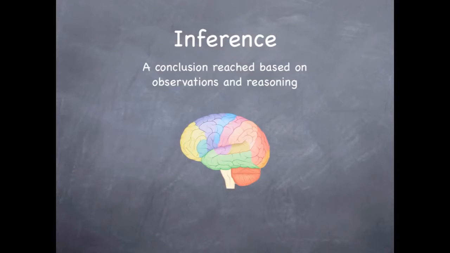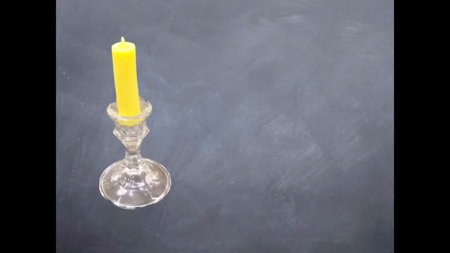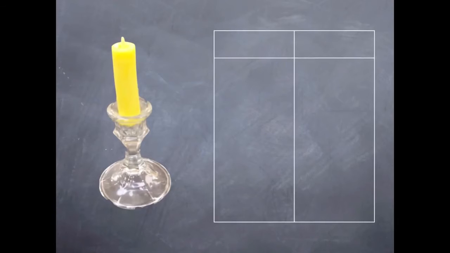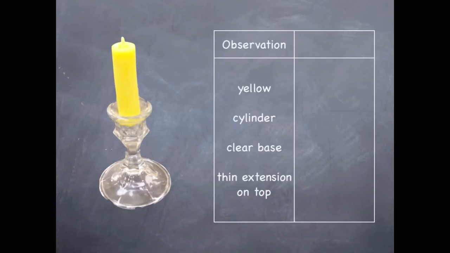The second vocabulary word we learned today is inference. An inference is a conclusion that is reached based on the observations and reasoning you make. So let's take a look at our object we were making observations on today. Some fair observations might be that it is yellow, that it is shaped like a cylinder, that it has a clear base and a thin extension at the top.